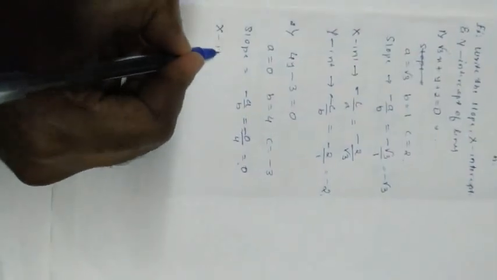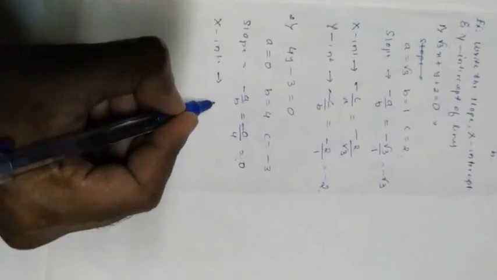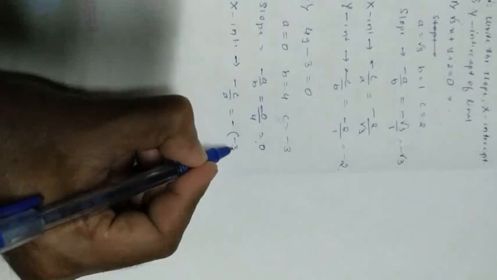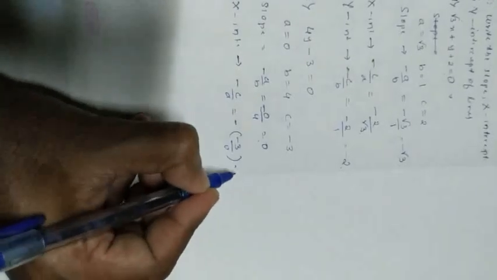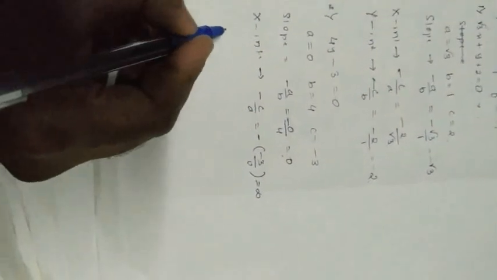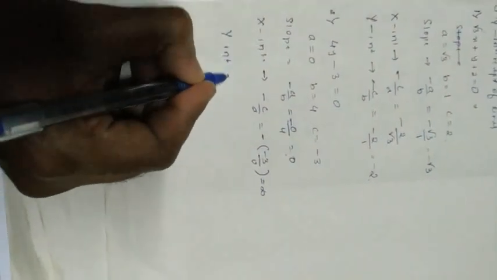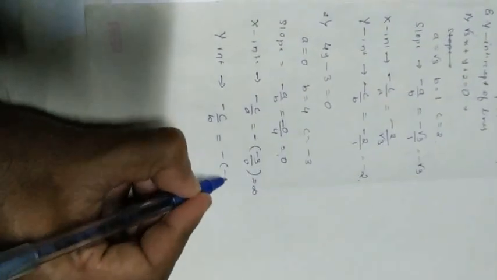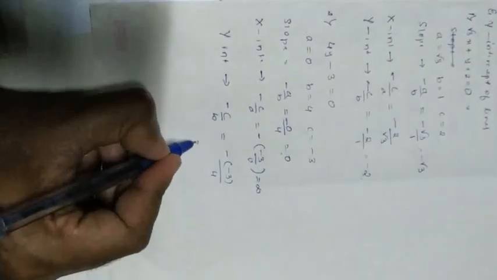Then the x-intercept is minus c divided by a, that is minus of minus 3 divided by 0, which is nothing but infinite. Any number divided by 0 is infinite. Then the y-intercept is minus c divided by b, that is minus of minus 3 divided by 4, which is 3 by 4. So this is your y-intercept.